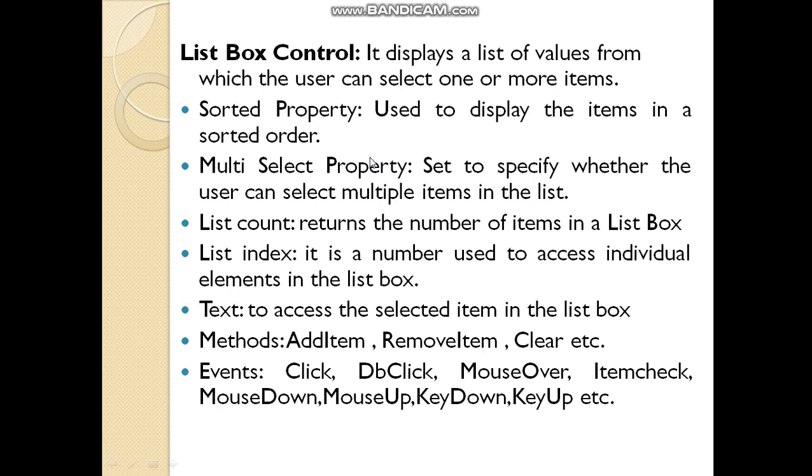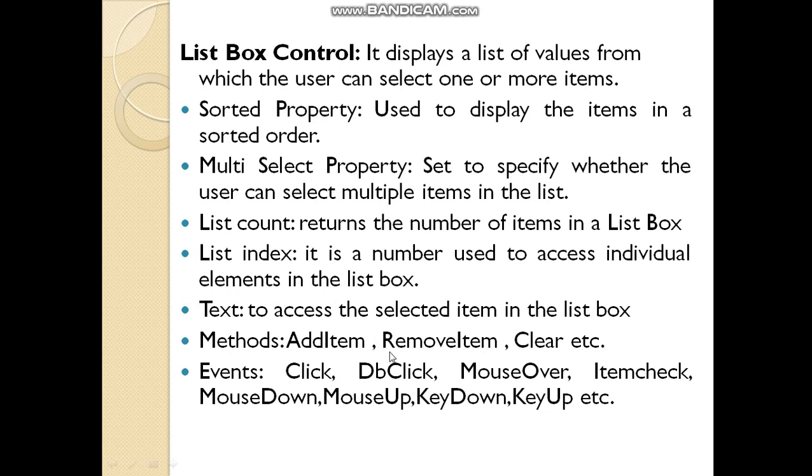And the list box control. List box control is used to show a list of values, from which a user can select one or more items. It has the sorted property, used to display the items in sorted order. Multi-select property specifies whether the user can make single or multiple selection. List count gives the number of items in a list box. List index is used to access the individual elements of a list box. Text property is used to access the selected item.